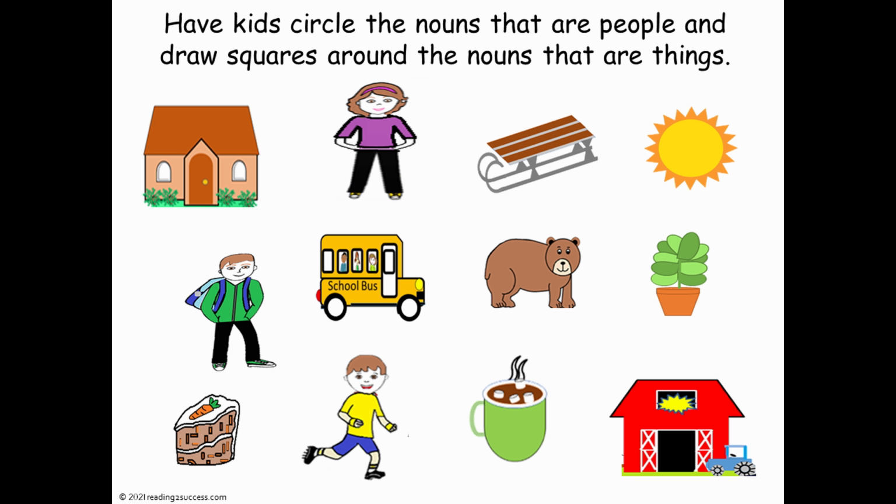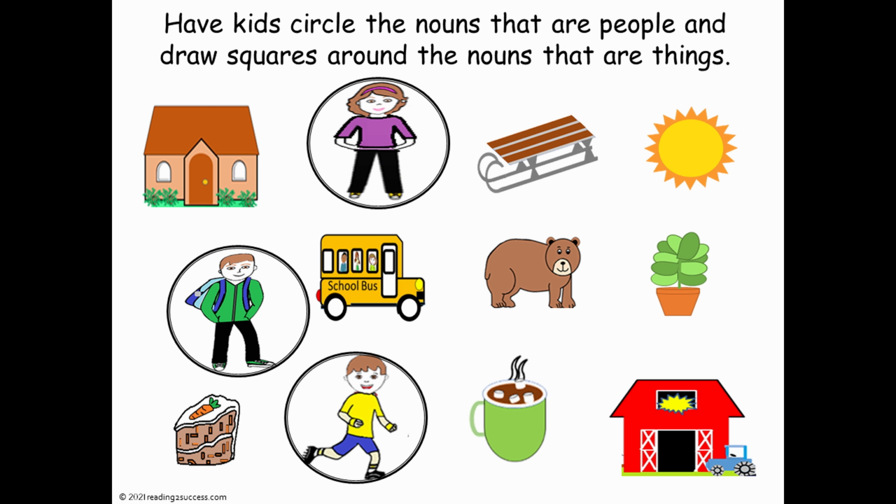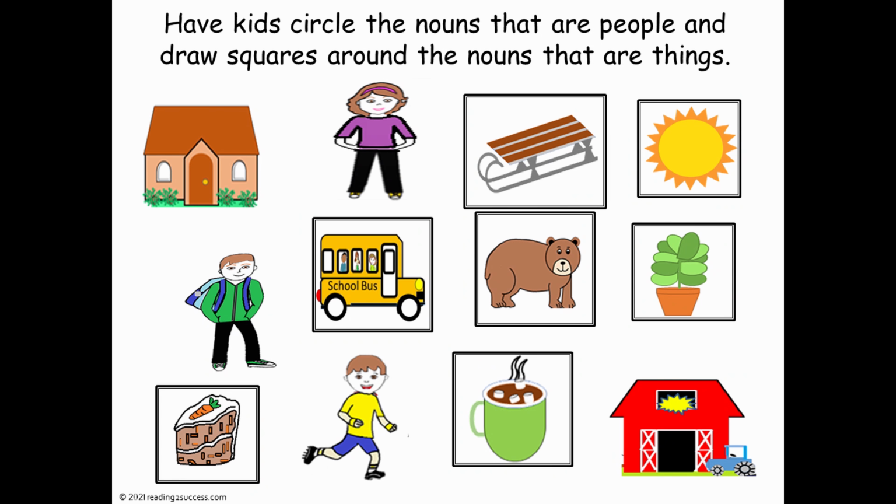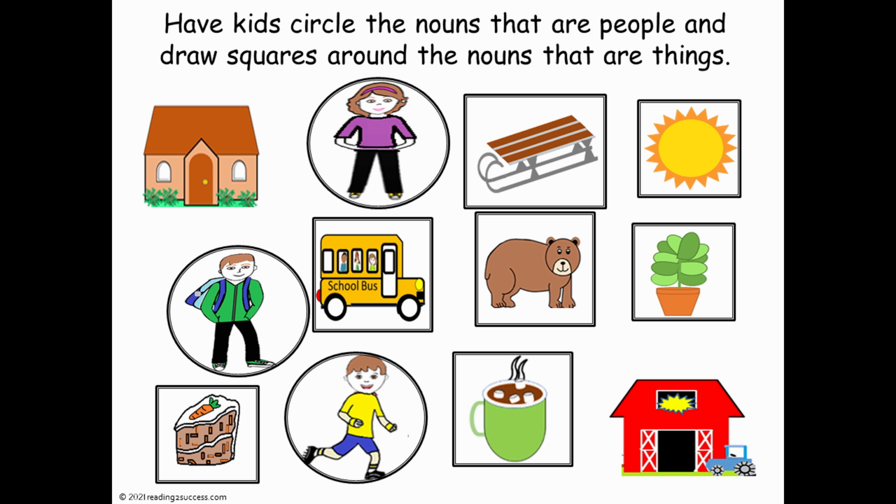Now have kids circle the nouns that are people and draw squares around the nouns that are things. The girl, the student, and the boy should be circled because they are people. The sled, sun, bus, bear, plant, cake, and mug have squares drawn around them because they are things. This is a completed example.